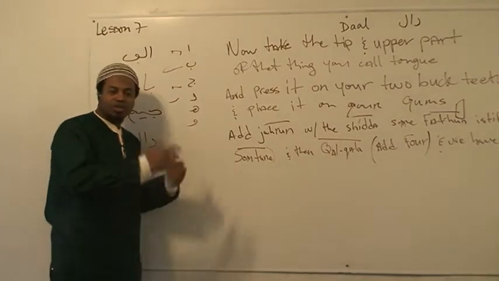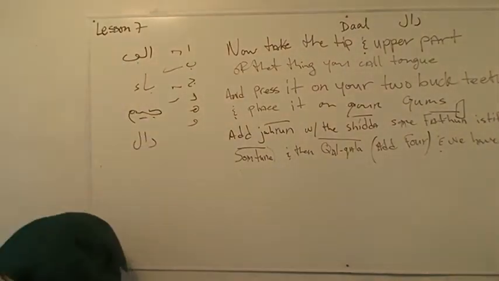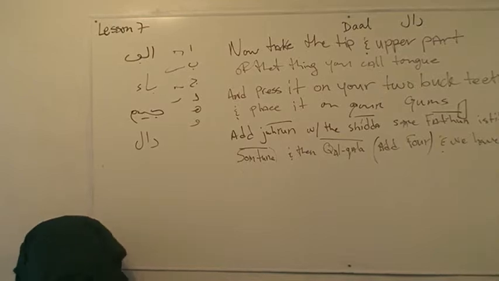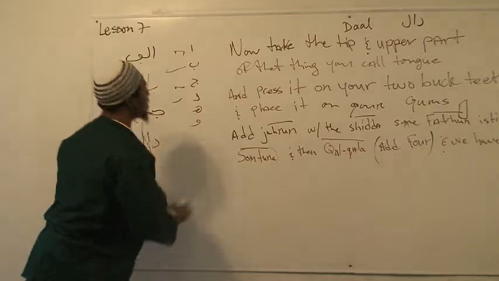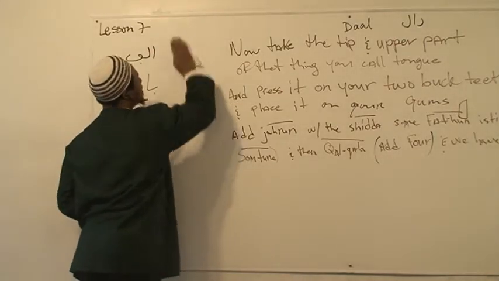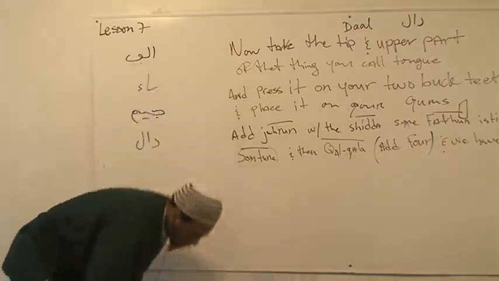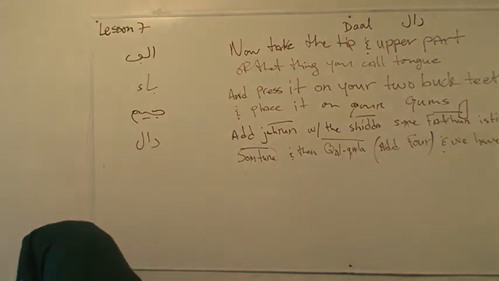So learn that. Let me erase this right here. Somtun and then Kokala at 4, and we have DAAL. Then it goes on to say it's not over yet.